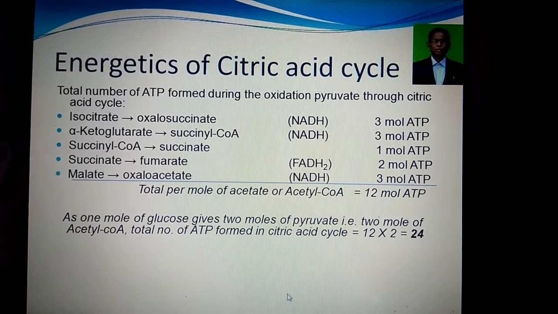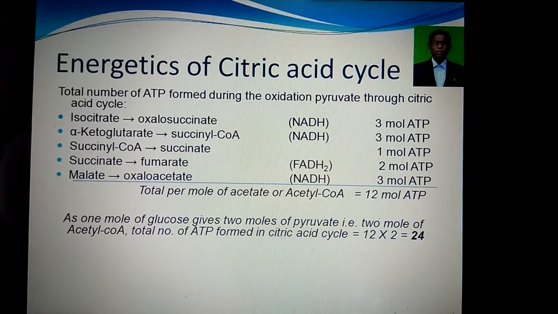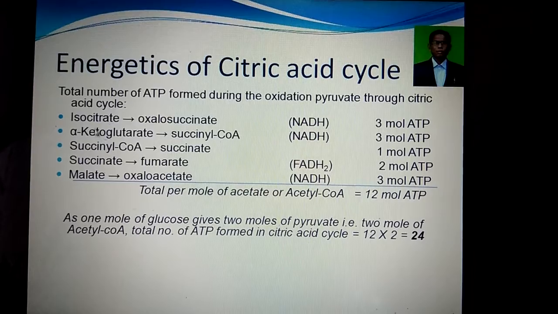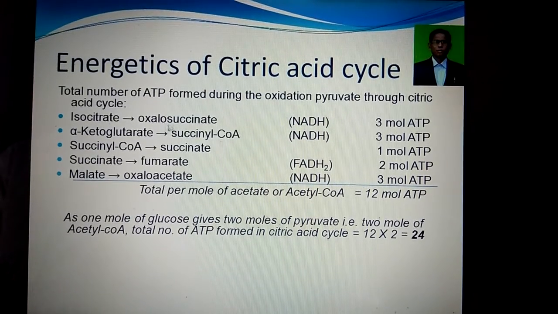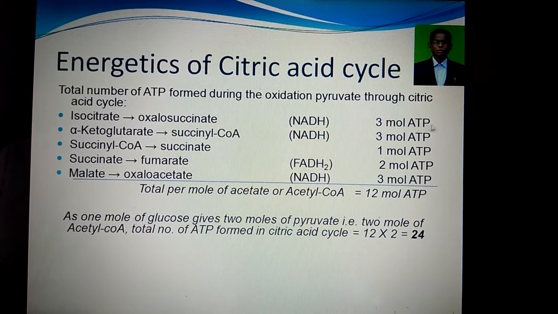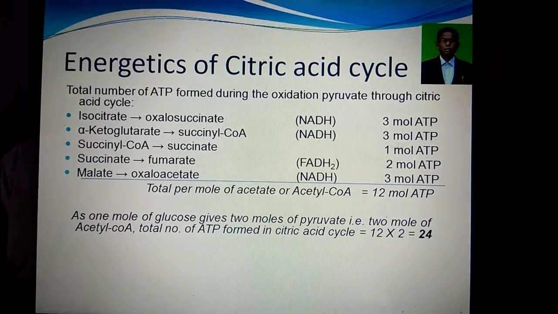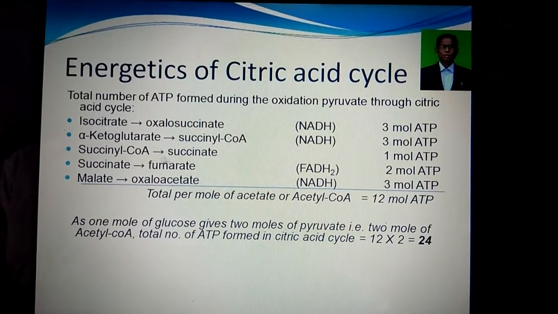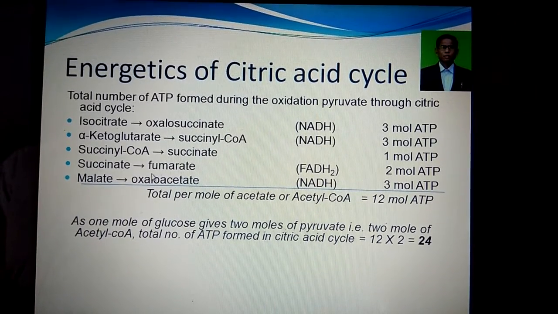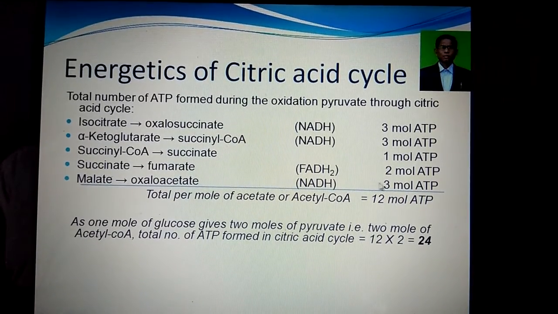And then let us discuss the energetics of the citric acid cycle. The total number of ATP formed during the oxidation of pyruvate through the citric acid cycle is as follows. In the conversion of isocitrate to alpha ketoglutarate, 1 NADH is produced, so 3 molecules of ATP are produced. In the conversion of alpha ketoglutarate to succinyl-CoA, 3 molecules of ATP are produced. In the conversion of succinyl-CoA to succinate, 1 molecule of ATP is produced. In the conversion of succinate to fumarate, 2 molecules of ATP are produced. In the conversion of malate to oxaloacetate, 3 molecules of ATP are produced.